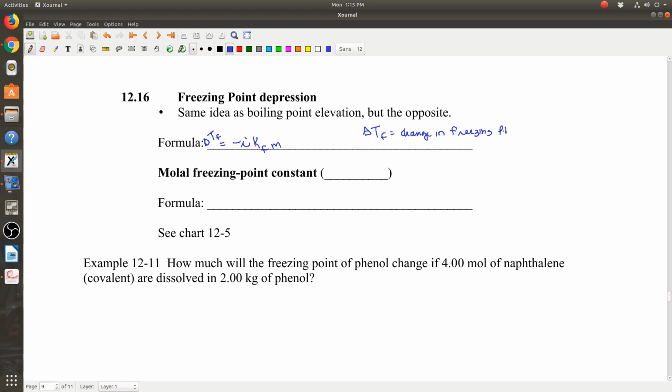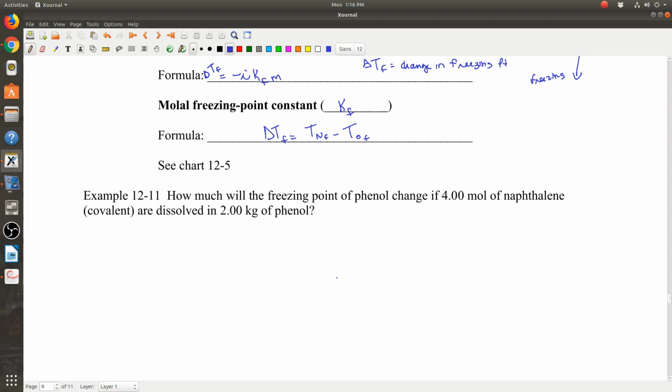And the freezing point should always go down. It's freezing point depression. The boiling point goes up and the freezing point goes down. So it has to get even colder. The molal freezing point constant is just like the boiling point constant, except it has an F instead of a B. And the change in the freezing point is equal to the new freezing point minus the original freezing point, or the second one minus the first. You can use whichever formula you want. These are all worked exactly the same way as the boiling point.